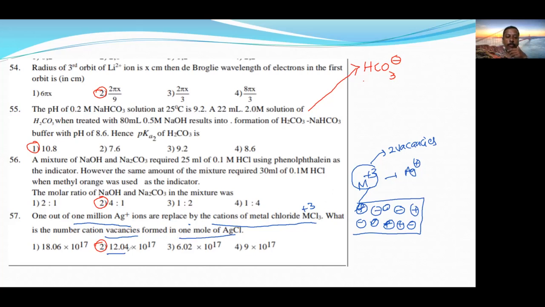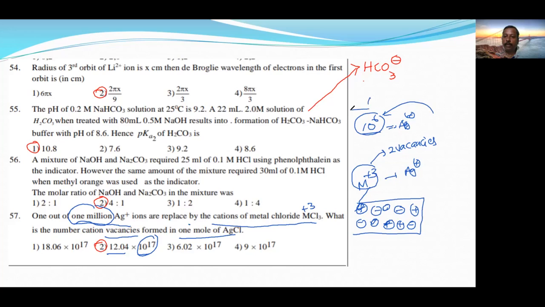Okay. So 12.04 into 10 to the power of 17. 1 million. 1 million means 10 to the power of 6. That means 10 to the power of 6 will be replaced with 1. Okay. So out of the 10 to the power of 6 vacant silver plus, one place is occupied by the metal 3 plus. So 10 to the power of 23 into 10 to the power of minus 6. Million means 10 to the power of minus 6.